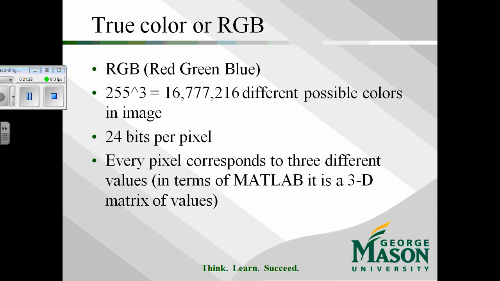Okay? In an RGB picture, every pixel corresponds to 3 different values. So it's a 3D matrix, 1 for red, 1 for green, and 1 for blue.